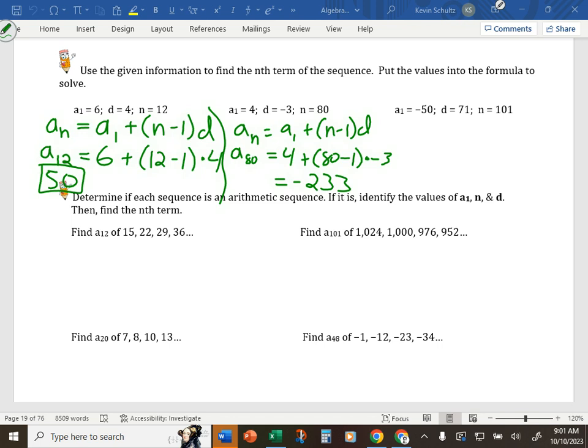Okay, last one. A1 of negative 50, D of 71, N of 101. Go ahead, set this up yourself. See if you can get the correct answer. I'll get the formula up here to start.